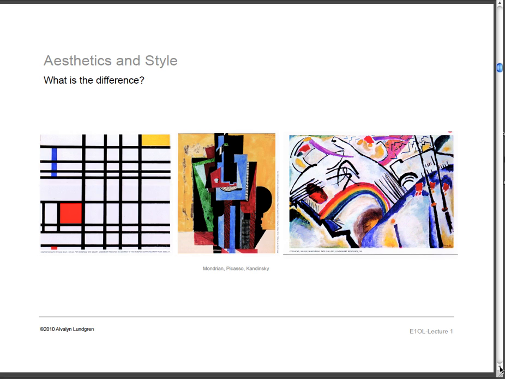Which leads us to the next question: what's the difference between aesthetics and style? We see before us a Mondrian, a Picasso, and a Kandinsky. They are all very different stylistically, but each one of them is aesthetically sound. So style is not the same thing as aesthetics.